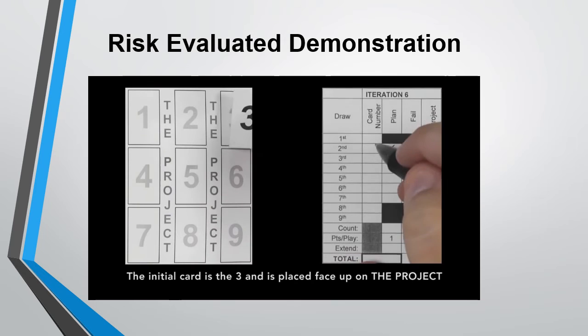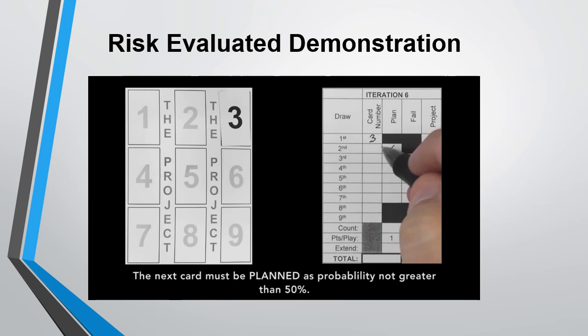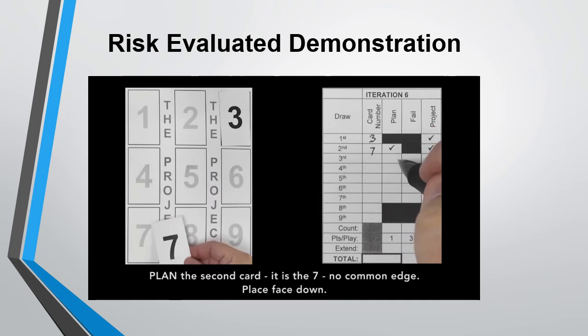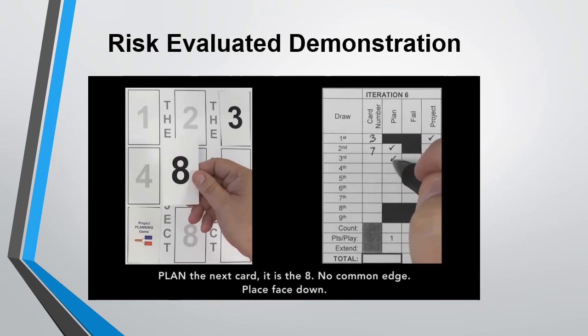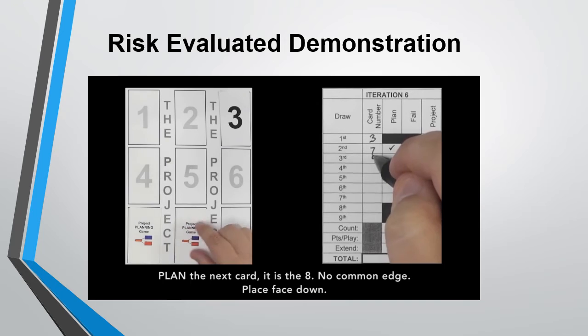The third scenario is risk evaluated. The initial card is the 3, and it is placed face up on the project. Next card must be planned, as probability not greater than 50%. Plan the second card, it is the 7, no common edge, place face down. Next card probability is 28.6%. Plan the next card, it is the 8, no common edge, place face down.